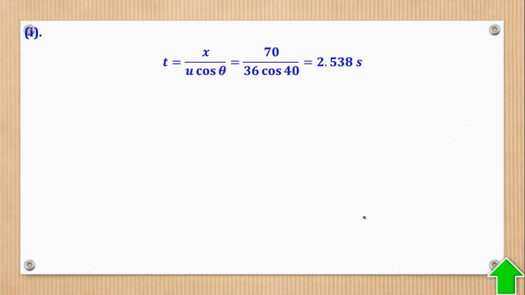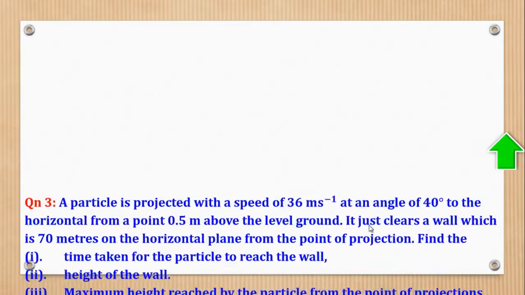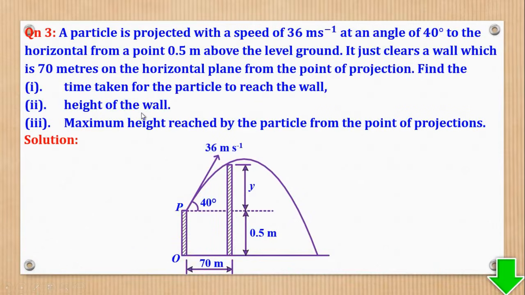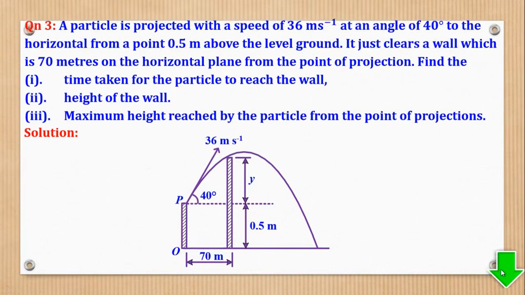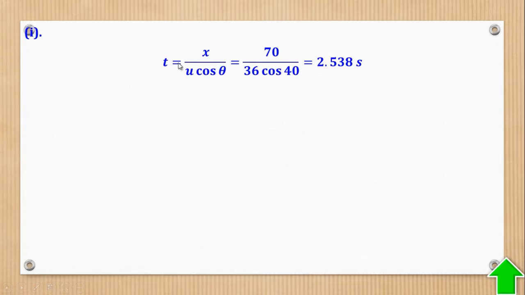So Roman 1. Roman 1, they want the time taken for the particle to reach the wall. This is from here to here. The good thing, we know the horizontal distance, which is x. That is what we shall use. So t is equal to x over u cos theta. Therefore, substitute for x, for u, and for theta to come up with this as the time taken.